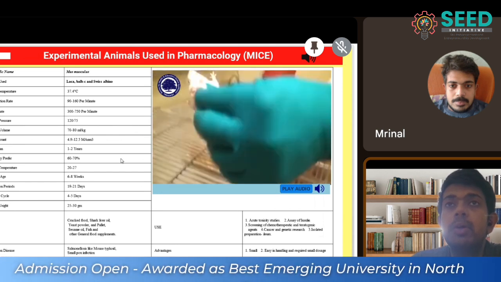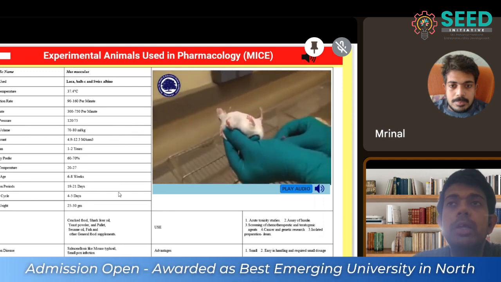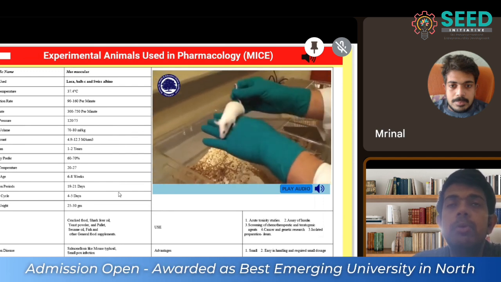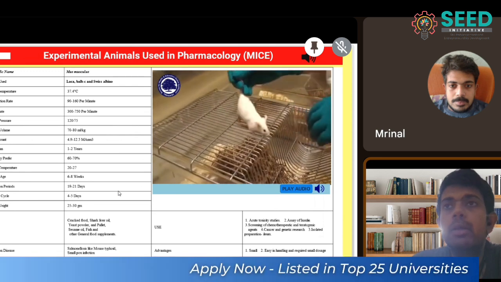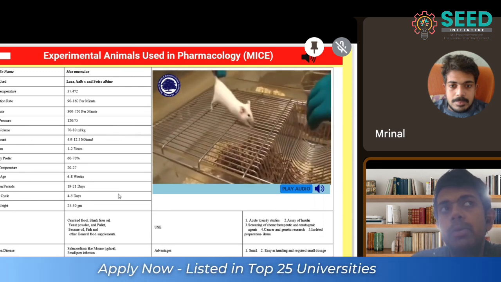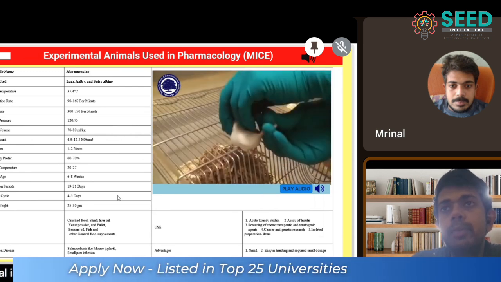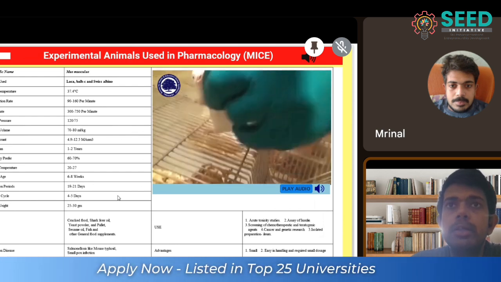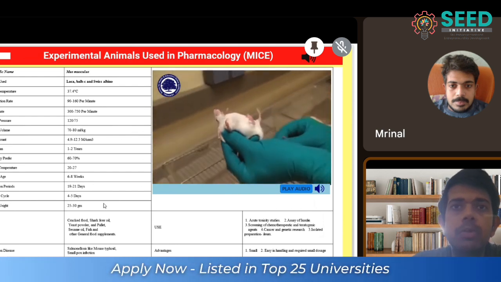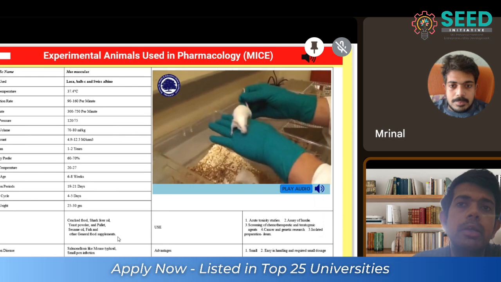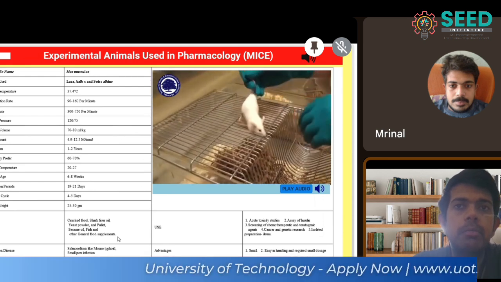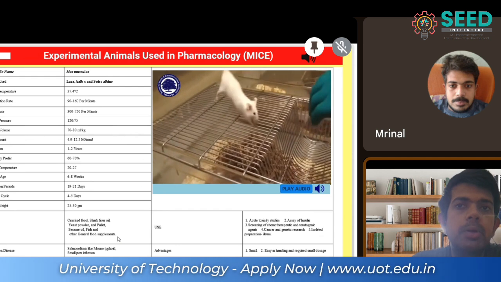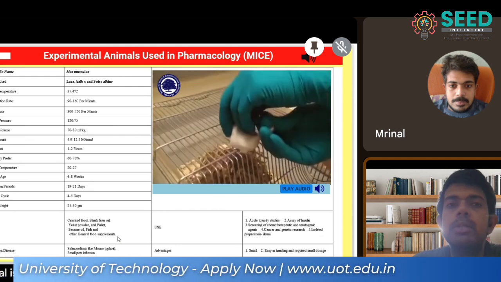Blood volume is around 70 to 80. RBC count is 4.9 to 12.5 million per cubic millimeter. Lifespan is only 1 to 2 years. Humidity is 67%. We'll just go for the feeding, which is cracked food, shark liver oil, yeast powder, pellets, sesame oil, fish, and other general food supplements.